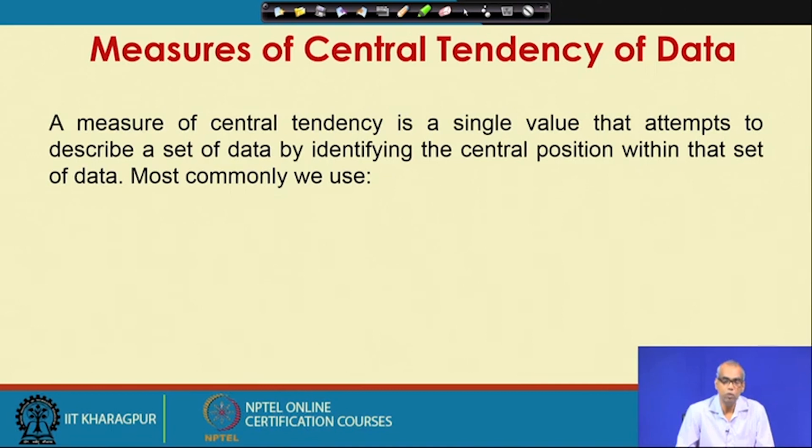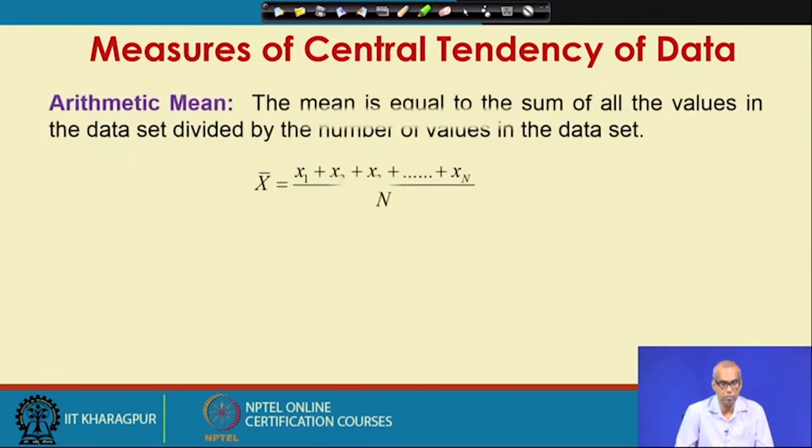Most commonly we use mean, maybe arithmetic mean, median and mode. So, we will now define what we mean by mean, median and mode. Arithmetic mean is equal to the sum of all the values in the data set divided by the number of values in the data set.